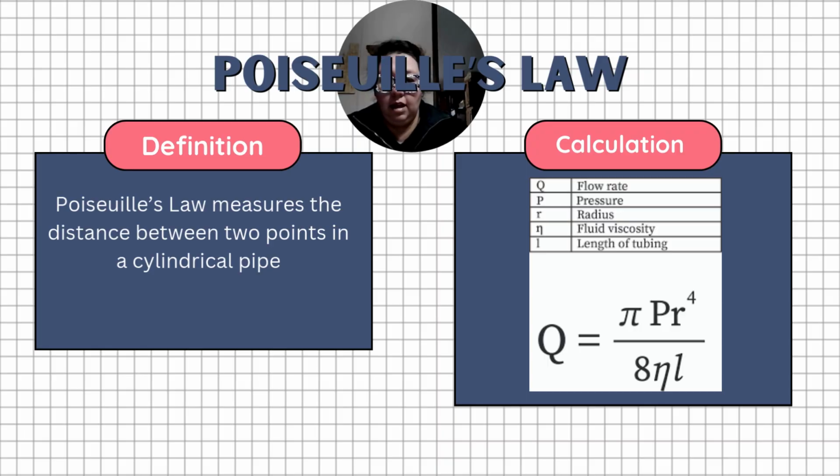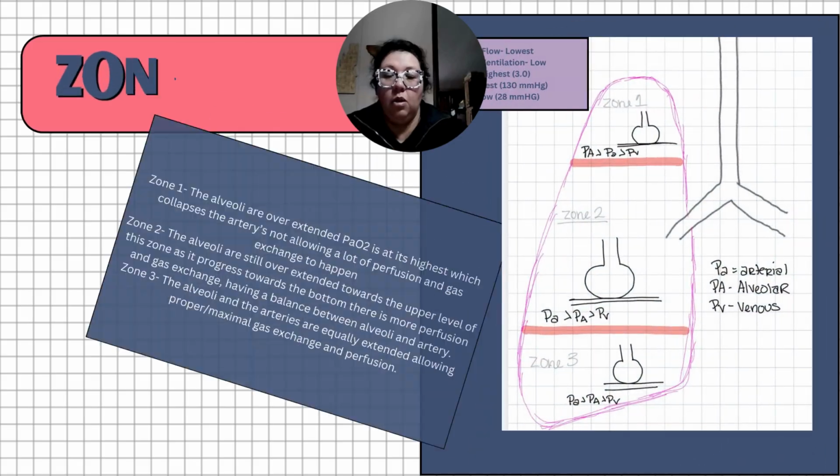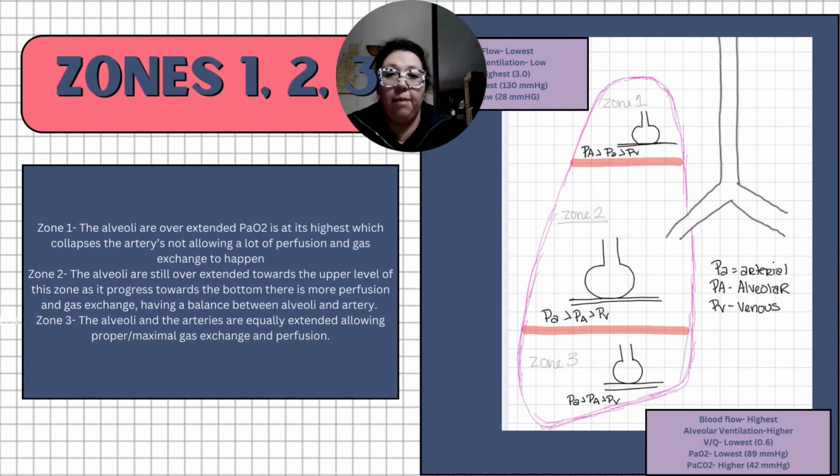And then next, we are going to talk about our zones. Our lungs are divided into 3 zones. Zone 1 is at the upper part of our lungs, which is our apex. Zone 2 is the middle part of our lungs, and zone 3 is the base of our lungs. So in zone 1, the alveoli are overextended, which it kind of depicts on this picture right here.